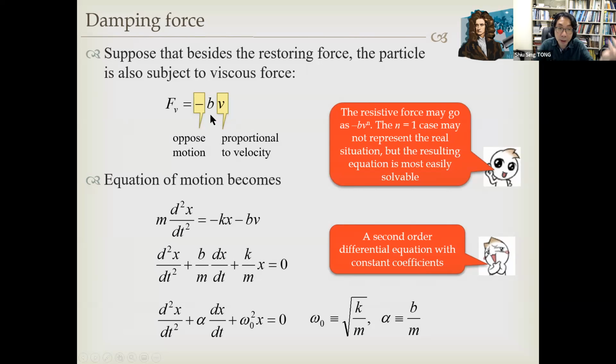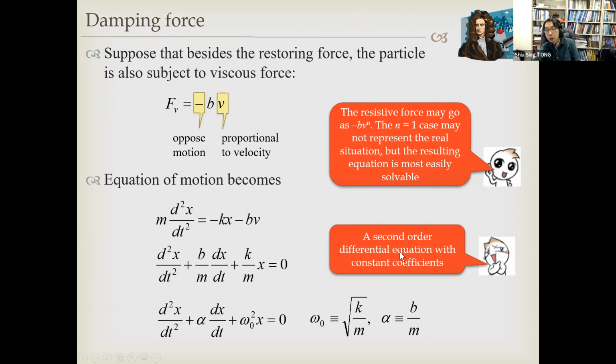So let's put this drag force into the equation of motion. The first two terms are the simple harmonic motion. The last term is the drag. Now I divide the whole equation by the mass m, and it becomes something like this. For convenience, I define the parameter b over m as alpha. This is just a shorthand for this coefficient. And k over m, as usual, I define as omega naught squared. This is the simple harmonic motion frequency squared.